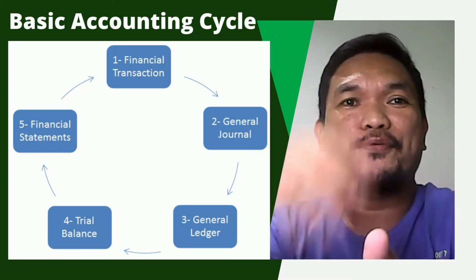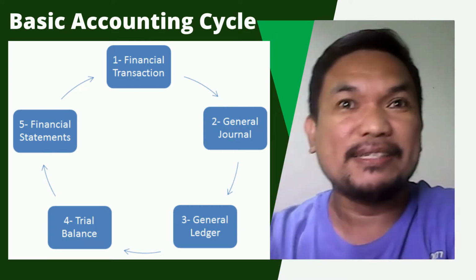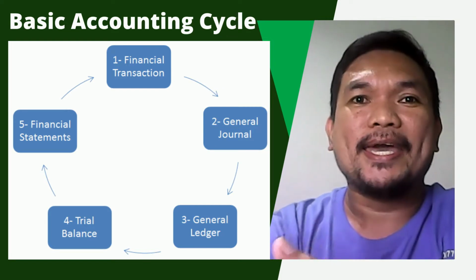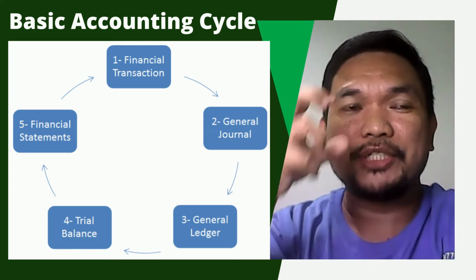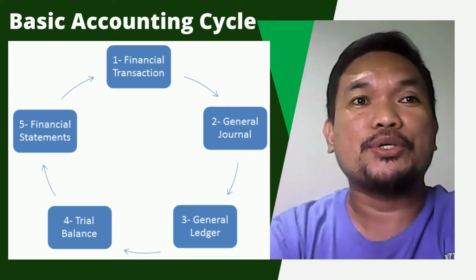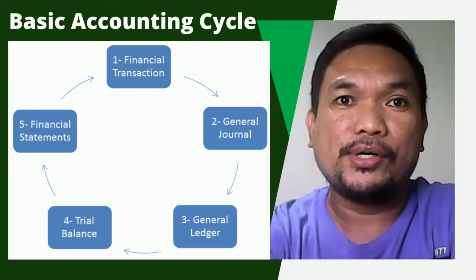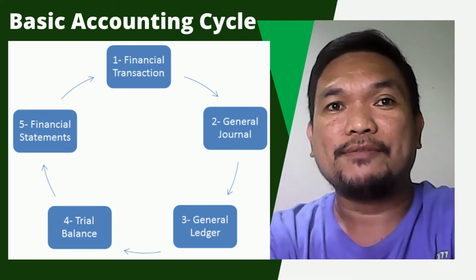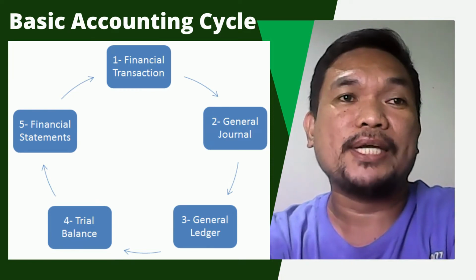First in the cycle are of course the financial transactions. Later, I will also tell you what are the examples of financial transactions. Also, we have the general journal. After the transaction, you record your transaction in the journal, and later I'm going to show you how to record your transaction using the general journal. The third one is the general ledger. After that, you will have the trial balance. And the last one is the financial statement.